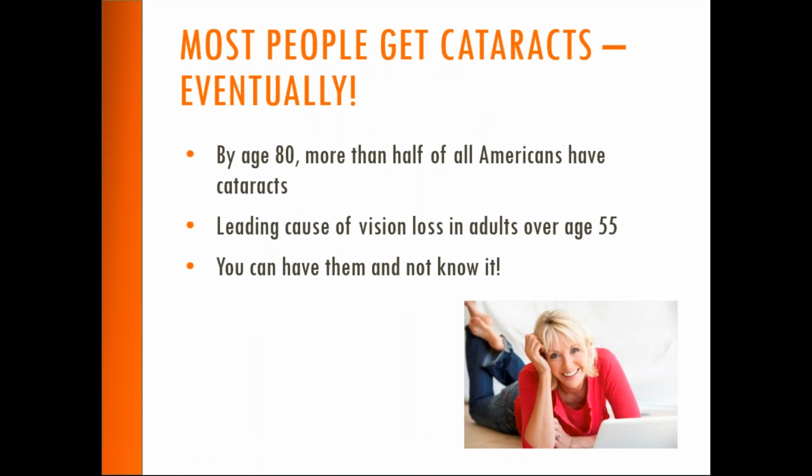Now, the interesting thing is almost everybody gets cataracts at some time in their life. They generally start to develop when we're in our 50s, and they just aren't visually significant until we get older. But by the age of 80, more than half of Americans have cataracts that are visually disabling. And in fact, worldwide, it's the leading cause of vision loss in adults over 55. So anybody in their 50s and beyond can actually have cataracts. They're just not visually significant, so they don't even know it.